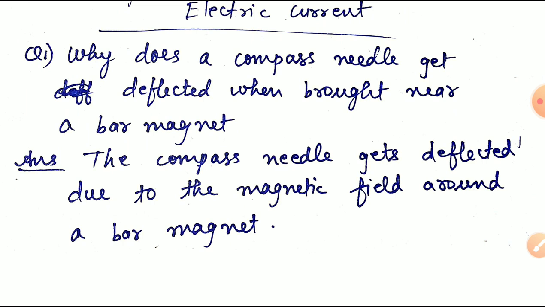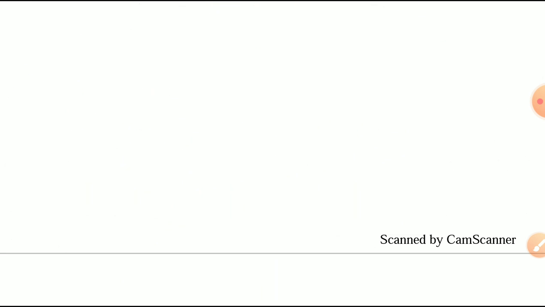So the first question is, why does a compass needle get deflected when brought near a bar magnet? Whenever you bring the compass needle near it, you will see some deflections. Why is that? Because the compass needle is made to show the deflections according to the magnetic field. It shows north pole and south pole. Around the magnet, that is, in the region around the magnet, there will be a magnetic field. So the magnetic field will force the needle to deflect according to the direction of the bar magnet. It will show the direction, north pole and south pole.